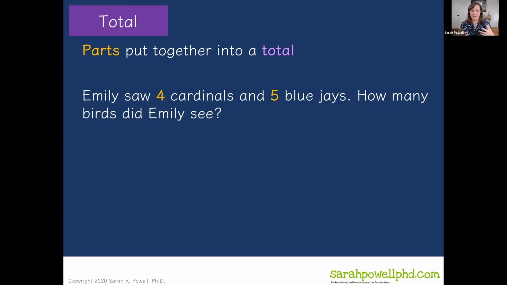And your very classic in a total problem is something like this. Emily saw 4 cardinals and 5 blue jays. How many birds did Emily see? Now, again, you might say, Sarah, that math is so simple. Well, put this in: Emily ate 1/4 of chocolate cupcakes and 1/6 of strawberry cupcakes. How much of the cupcakes did she eat? Like, you can put fractions with this, decimals and positive and negative integers. It's going to be the same, but the structure is always that this is a total problem.